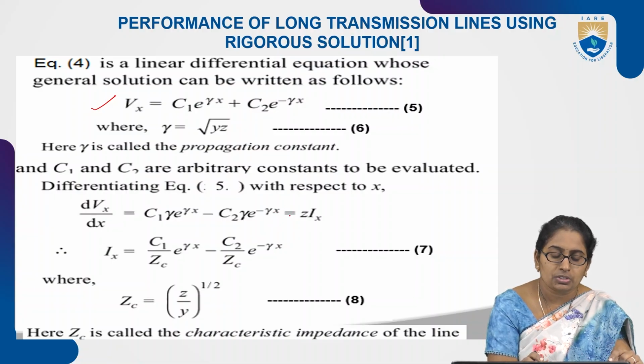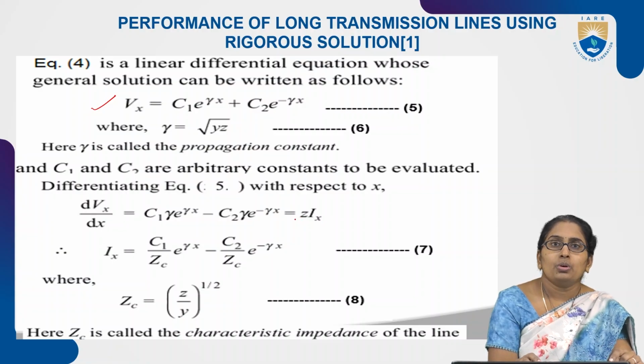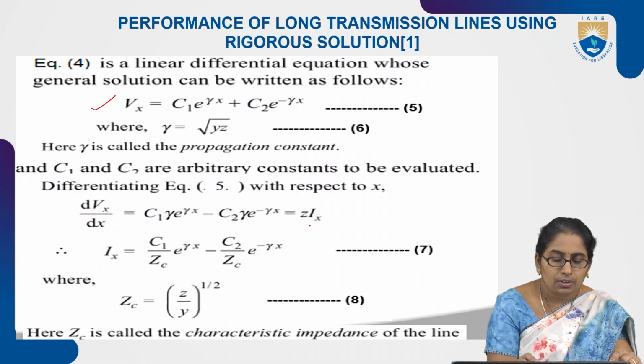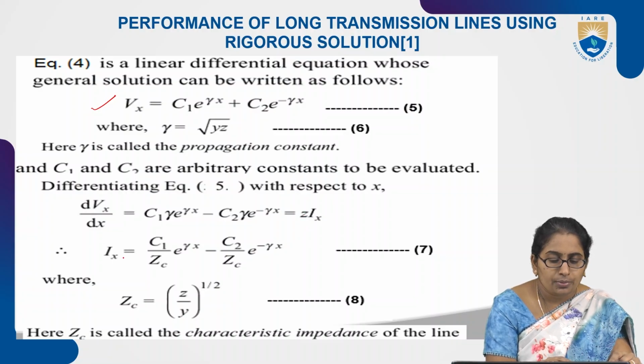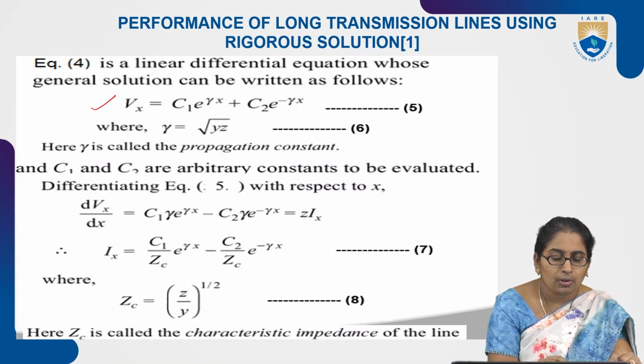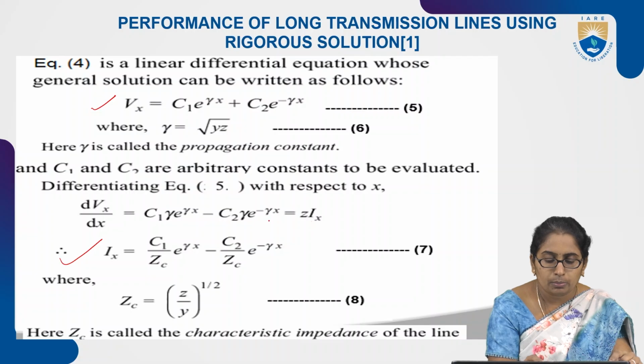This is also equal to, from the first equation, we know that dVx by dx is equal to z into Ix. Now after differentiating equation 5, let us write what Ix is from this. So Ix is given by c1 by Zc into e power gamma x minus c2 by Zc into e power minus gamma x.